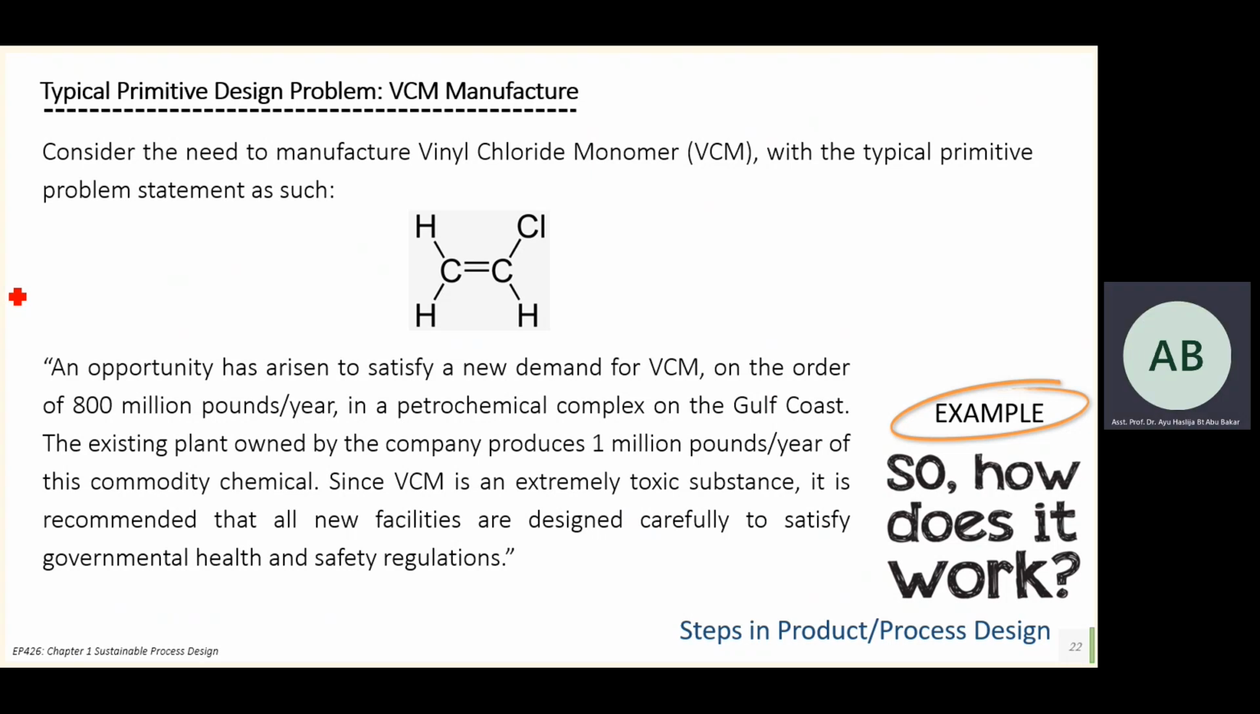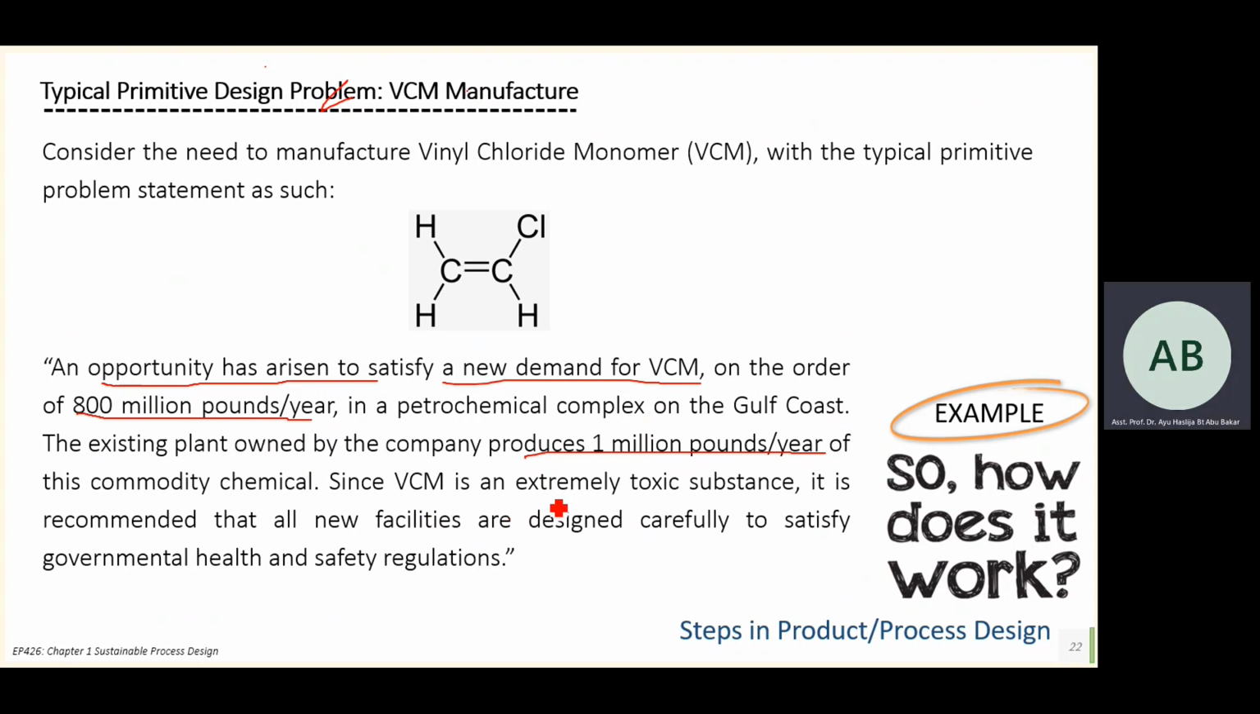It already has a typical design problem. That means the VCM plant is already operating. But then they have an opportunity: a new demand for VCM has arisen, on the order of 800 million pounds per year. But the existing plant only produces 1 million pounds per year. They want to increase up to 800 million pounds per year.